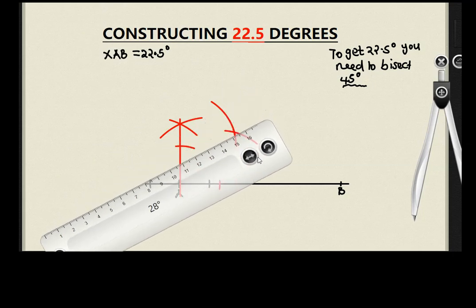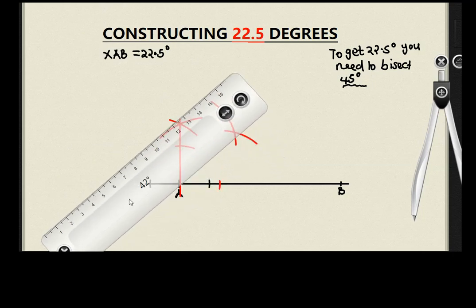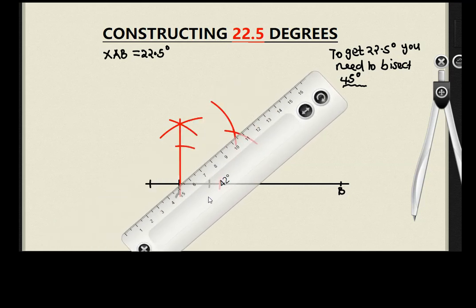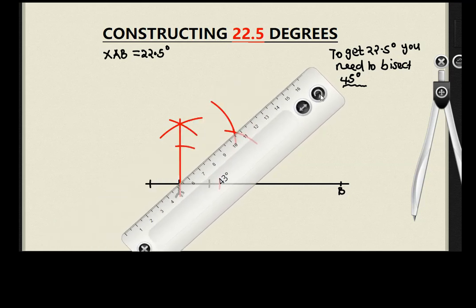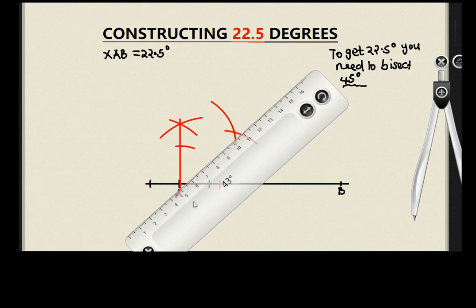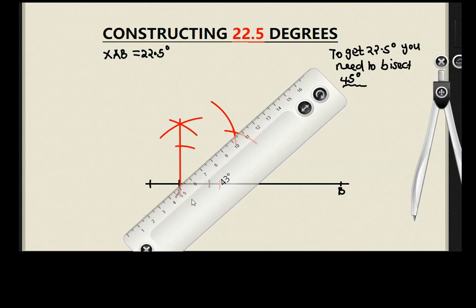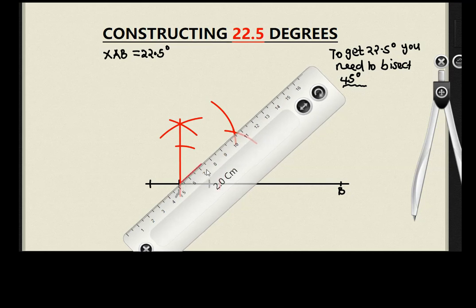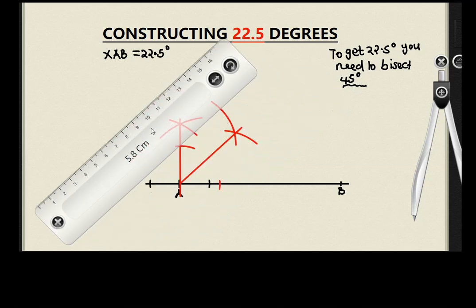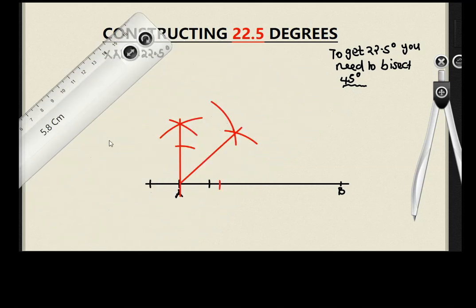So what I only need to do, I'll adjust and place my ruler at that point, and then I'll draw my line like this. So the angle we have here, this angle that we have here is 45 degrees because we bisected 90 degrees.